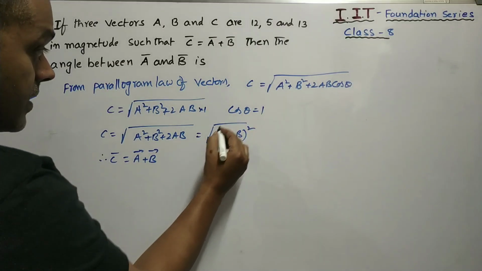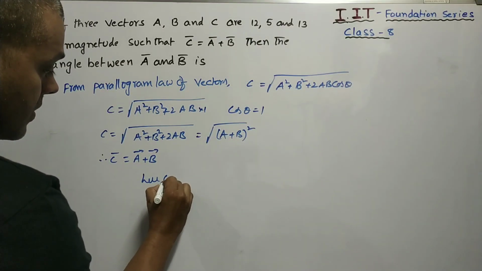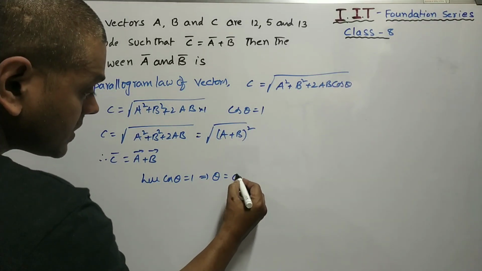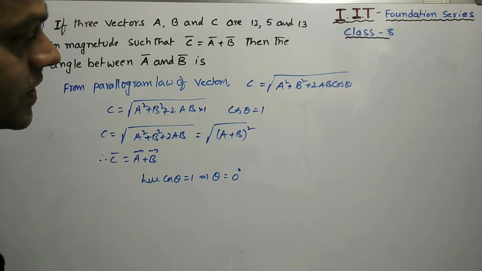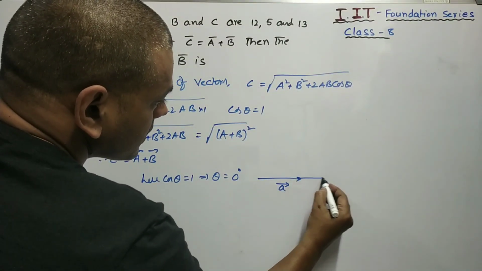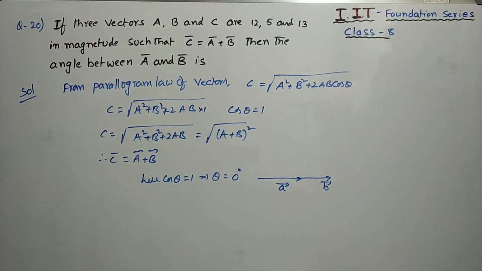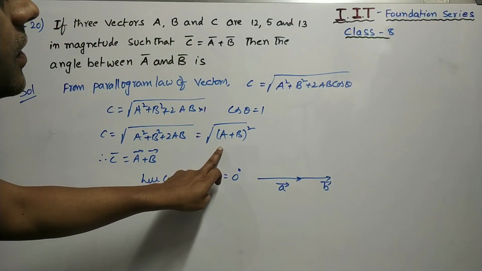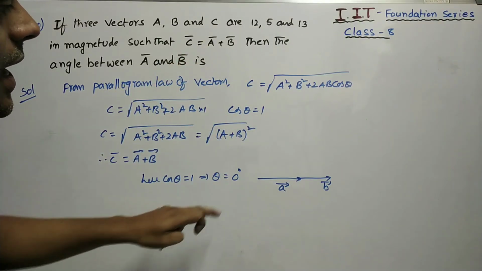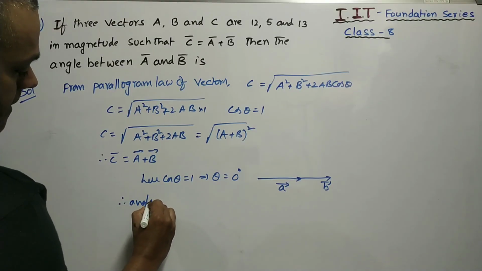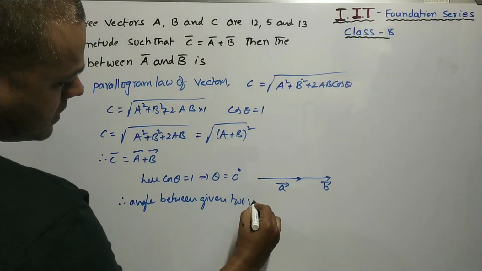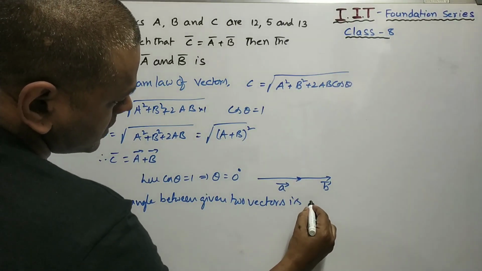That means cos theta is equal to 1. When cos theta is equal to 1, that implies theta is equal to 0 degrees. That means vector A and vector B are in the same direction. Then only C is equal to A bar plus B bar, which satisfies the given condition. Therefore the angle between the given two vectors is 0 degrees.